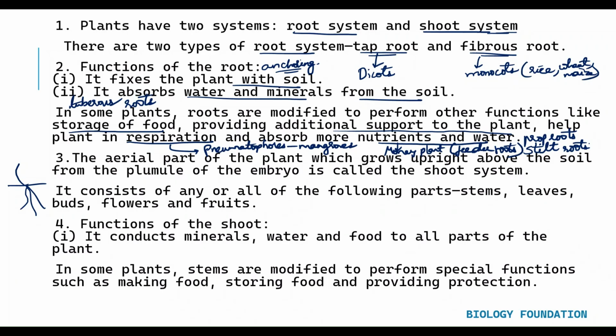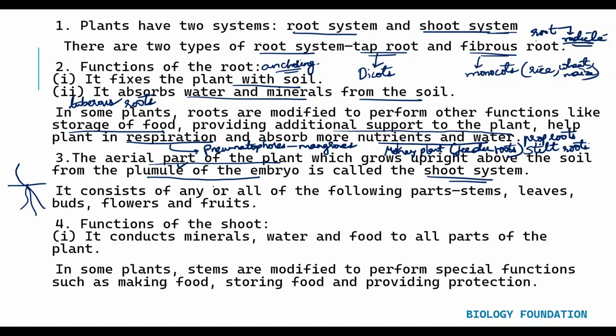The aerial part of the plant, which grows upright above the soil from the plumule of the embryo, is called the shoot system. So shoot develops from the plumule of the embryo, and if you remember, true roots develop from the radicle of an embryo. The radicle gives rise to root and the plumule gives rise to the shoot.